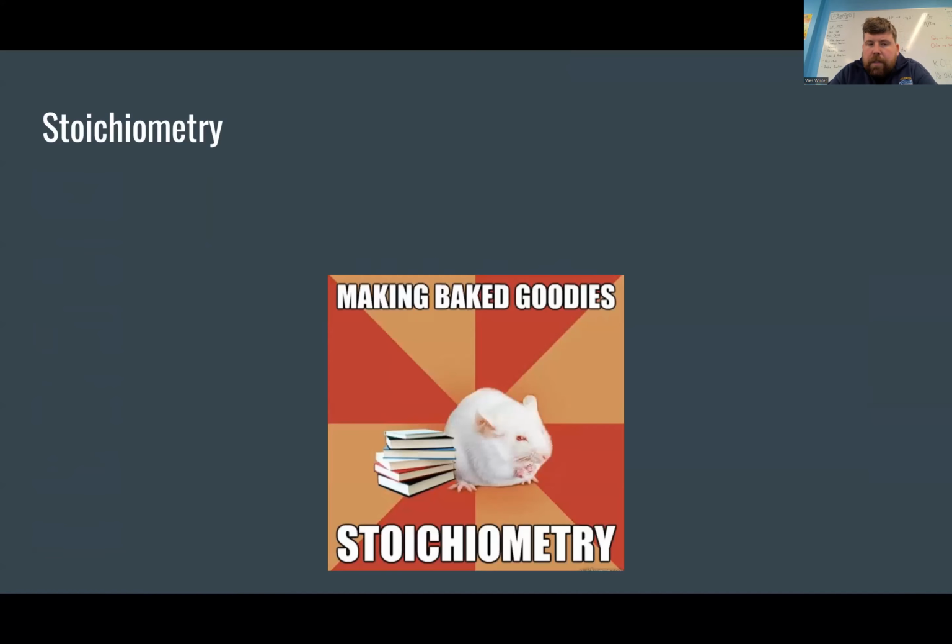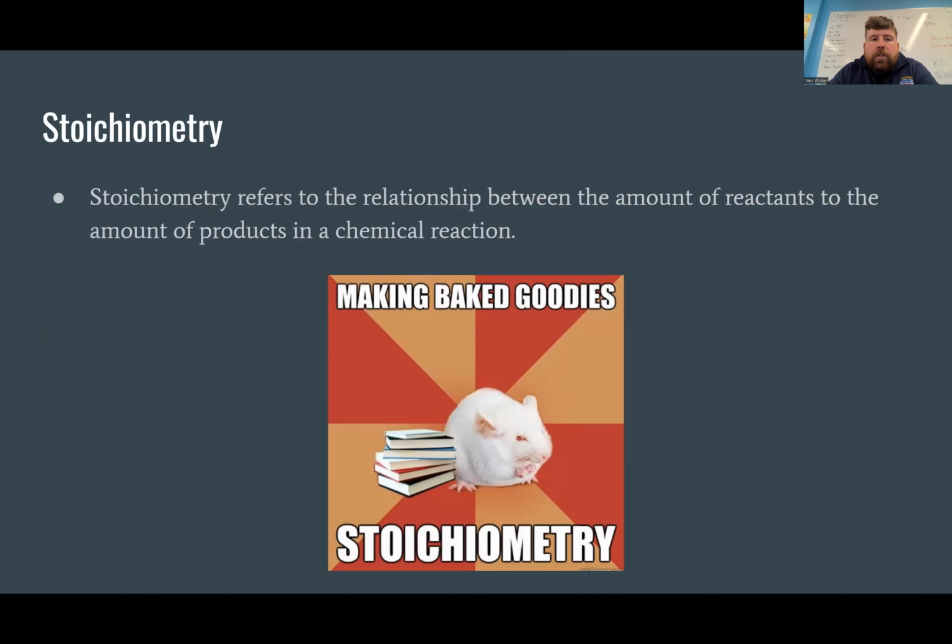First off, let's talk about stoichiometry. Stoichiometry specifically refers to the relationship between reactants and products in a chemical reaction. Let me show you what I mean by this.